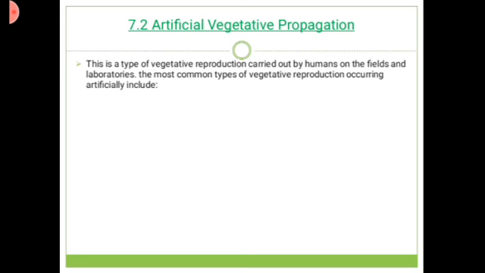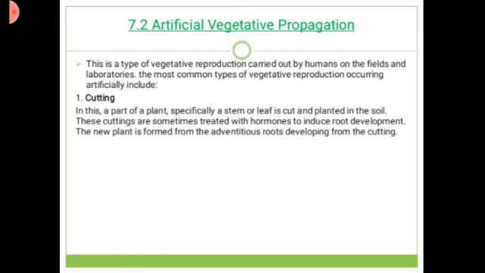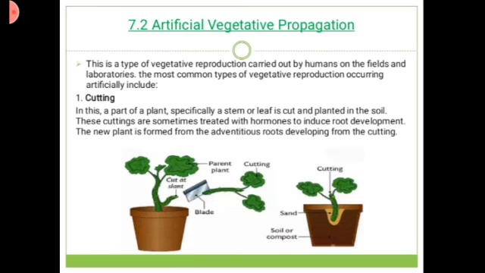Number one is cutting. Here, in this type, a plant stem or leaf is cut and then planted in the soil.